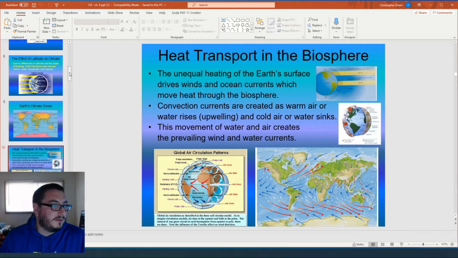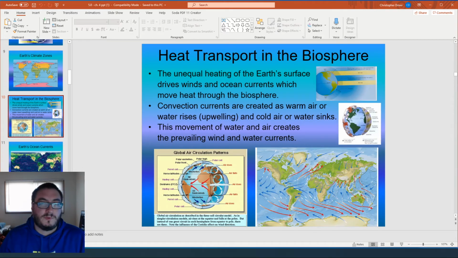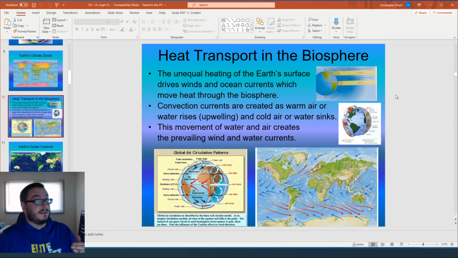Heat transport. So, heat transport in the biosphere. Let's come back to the wind currents and the ocean currents. The unequal heating of the Earth's surface, remember, directness of the sunlight relates to how warm it is, drives winds and ocean currents, which move heat through the biosphere.